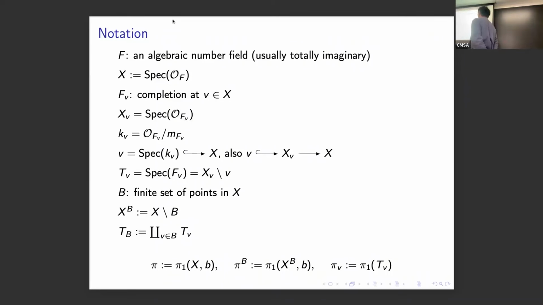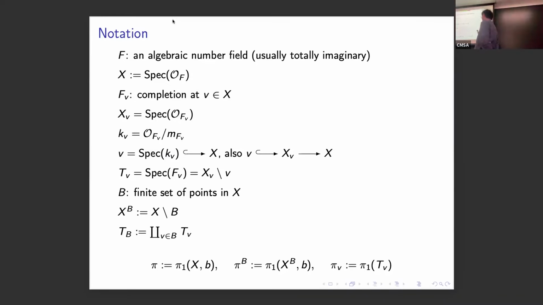Then B will be some finite set of points, and X superscript B you'll just remove those points from X. T subscript B is just the disjoint union of the spectra of the local fields. Then there are a bunch of fundamental groups. So this is all the notation. Sorry about these very dry slides, but we can return to it later if anything is confusing during the rest of the exposition.